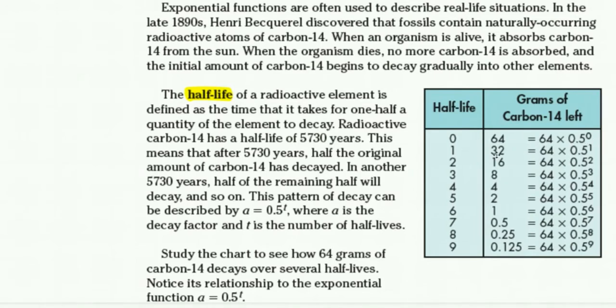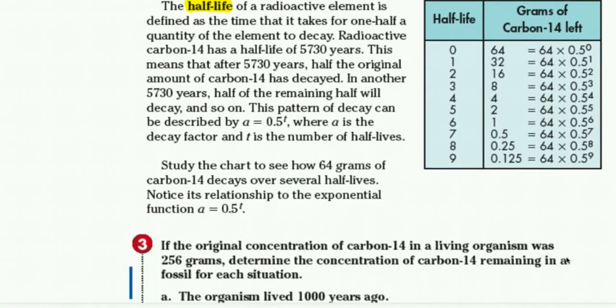At 1 half-life, you have 32 grams left. Remember, 1 half-life is 5,730 years. So after 5,730 years, your original 64 grams of carbon-14 is now 32 grams. After another 5,730 years, your 32 grams becomes 16 grams because it is 64 times 0.5 squared, and so on and so forth. After the 9th half-life, you'll have 0.125 of a gram left, because it is 64 times 0.5 raised to the 9th power.